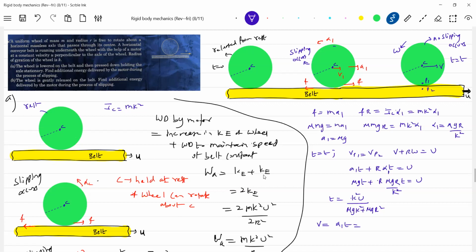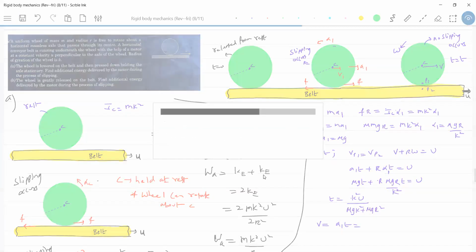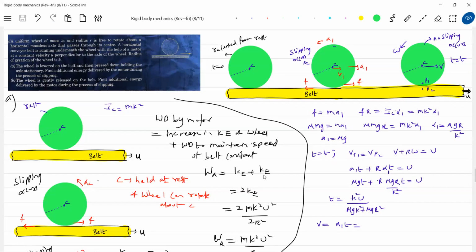Work done by the additional force that the motor provides, on the wheel or on the belt? On the belt. On the wheel, a frictional force is acting. The additional energy is that the motor delivers to maintain the conveyor belt velocity constant; it should provide a force equal to F on the conveyor belt. So we can directly say F into Ut.